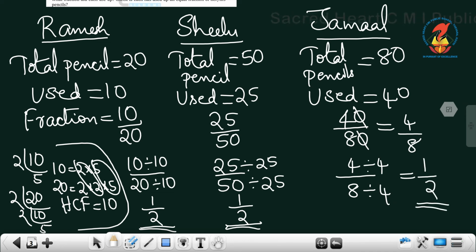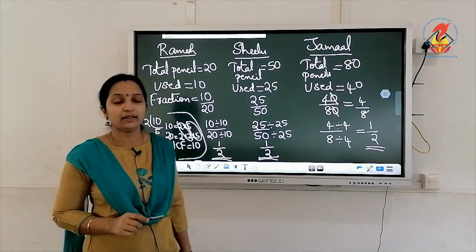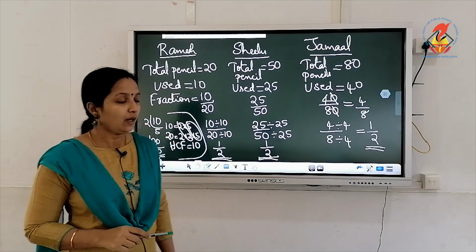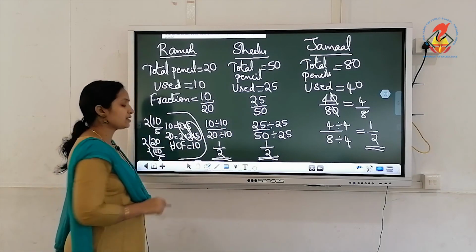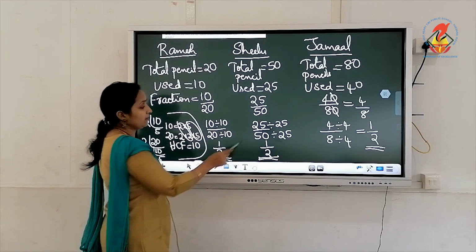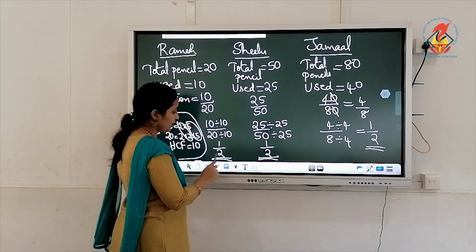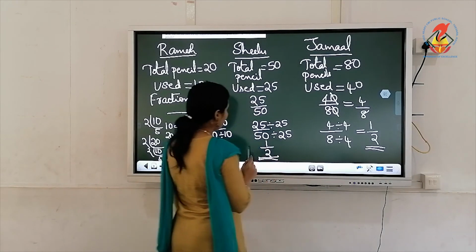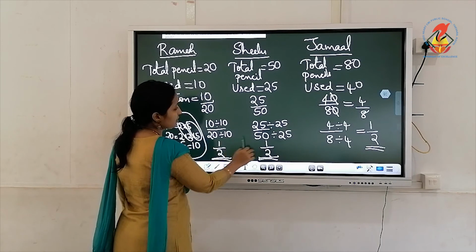Do the prime factorization and find the HCF. Okay children, we already learned this in lesson 3. So do the prime factorization, find the HCF and divide the numerator and denominator by the HCF, you will get the answer 1 by 2. So we can see that all the answers are 1 by 2 here.